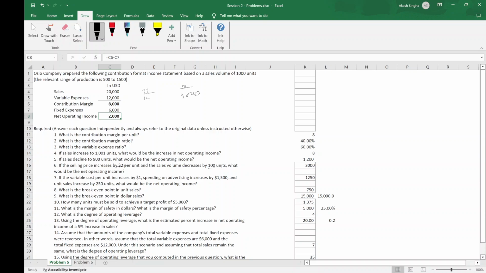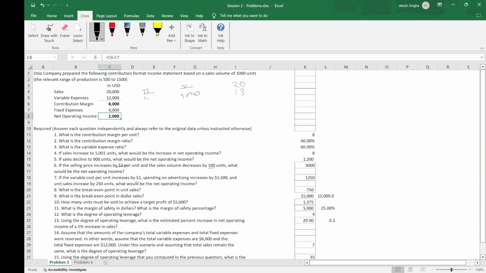If the variable cost per unit increases by 1 and spending on advertisement increases by 1,500 and unit sales increase by 250 units. So first of all, variable cost per unit increases by 1. So in case of 12, it will be 13. So price will be 20, variable cost will be 13.